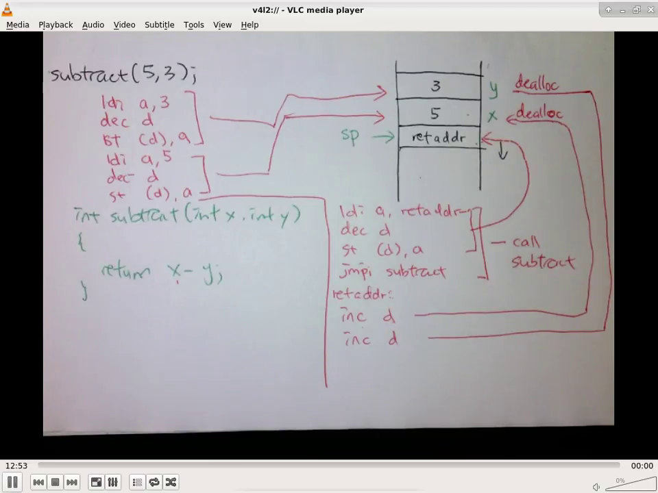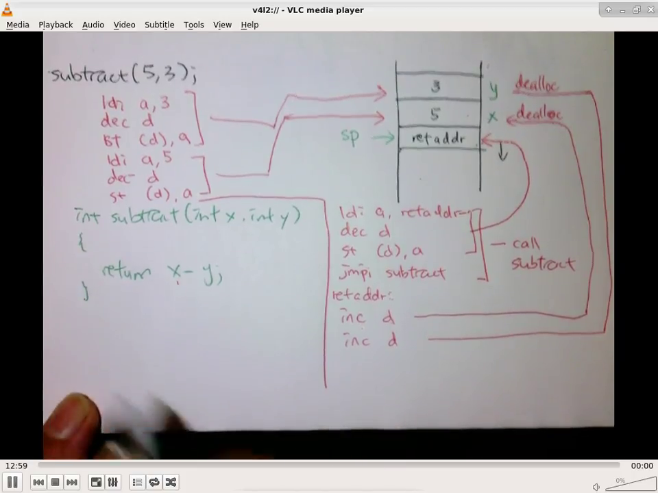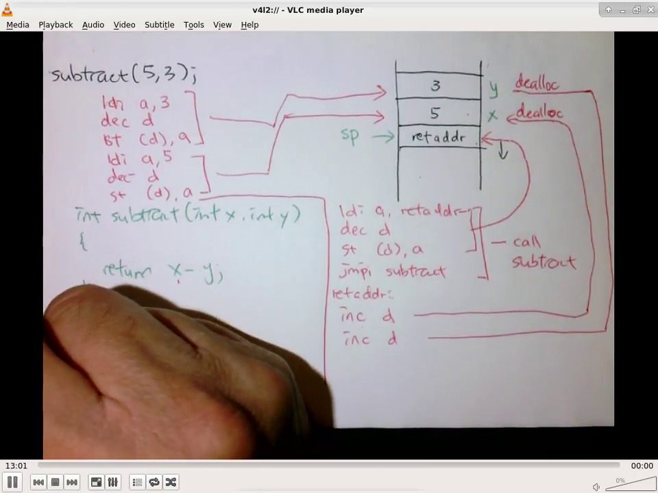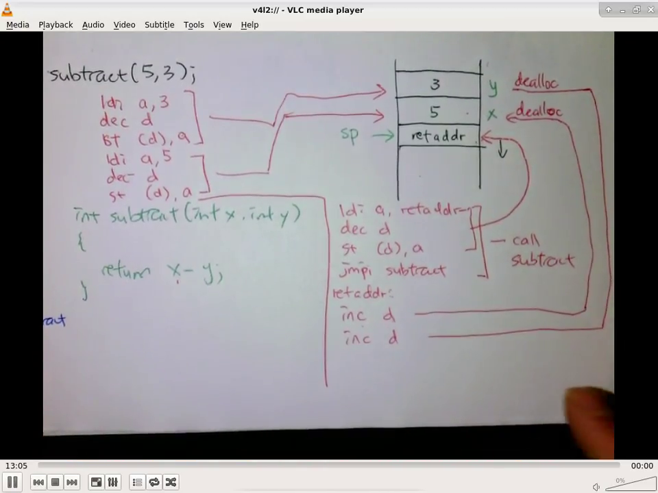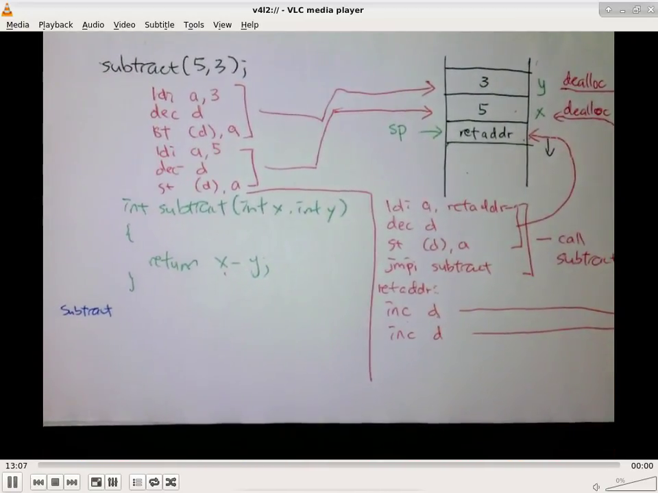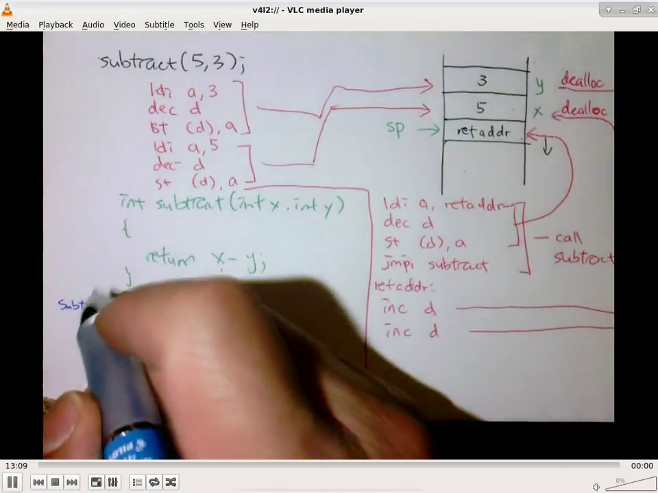So let's figure out how to do that part. I might be running out of space on this piece of paper, but I'll give it a try. Okay, so let's say this is subtract. And we move it just a little bit like that. There we go. So this is subtract.